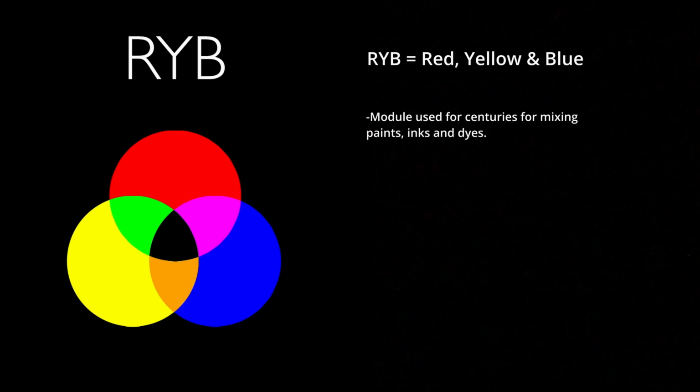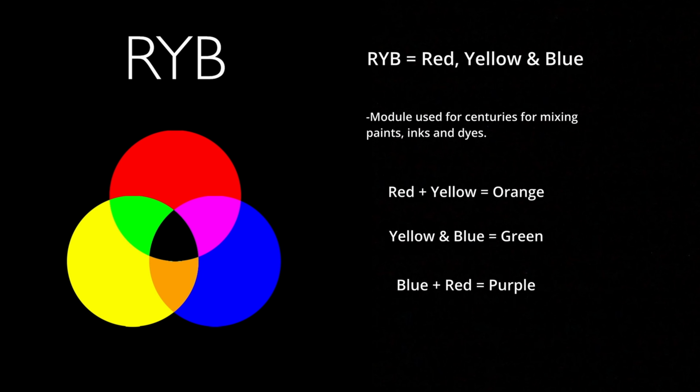In painting, we have the RYB model, which stands for red, yellow, and blue. This model has been used by artists for centuries and served as a basis for mixing paints, inks, and dyes. In this model, red and yellow make orange, yellow and blue make green, and blue and red make purple. In the digital realm, it's a different model.